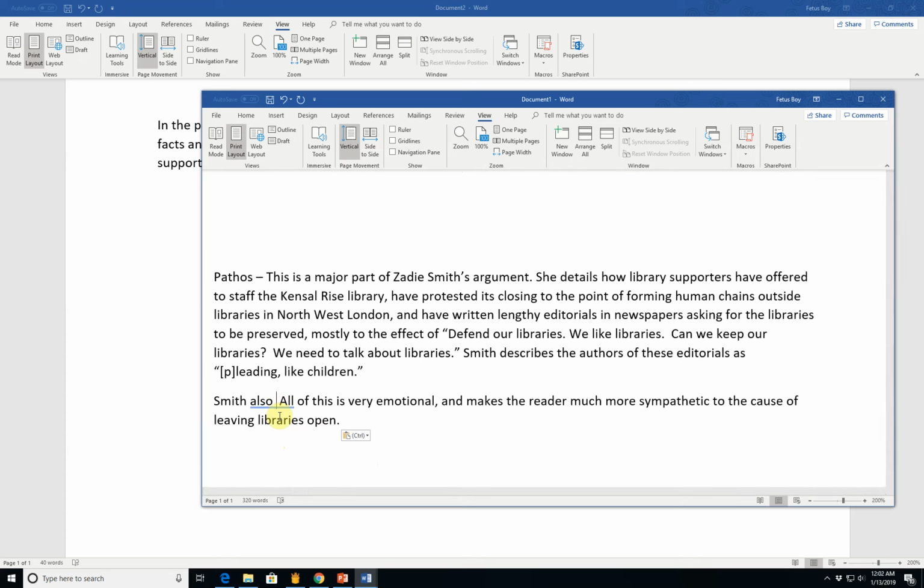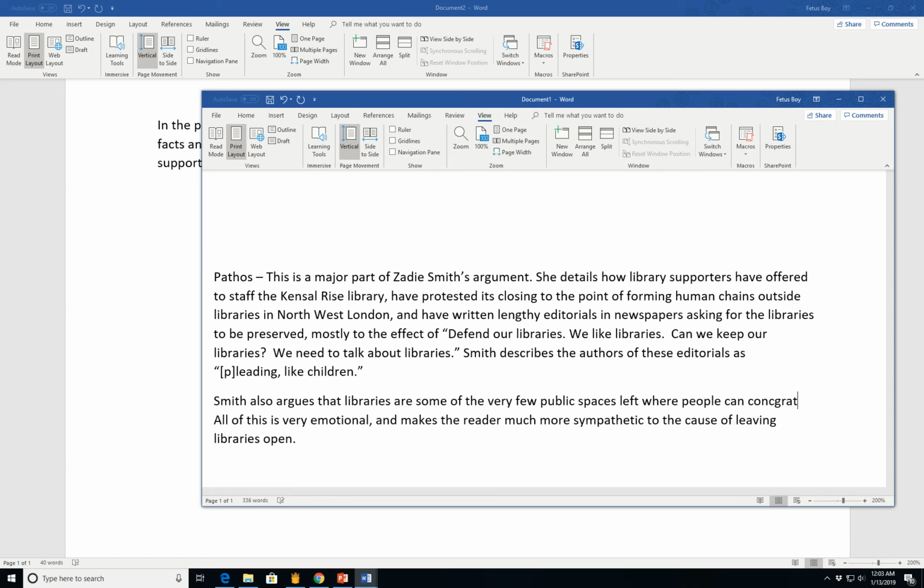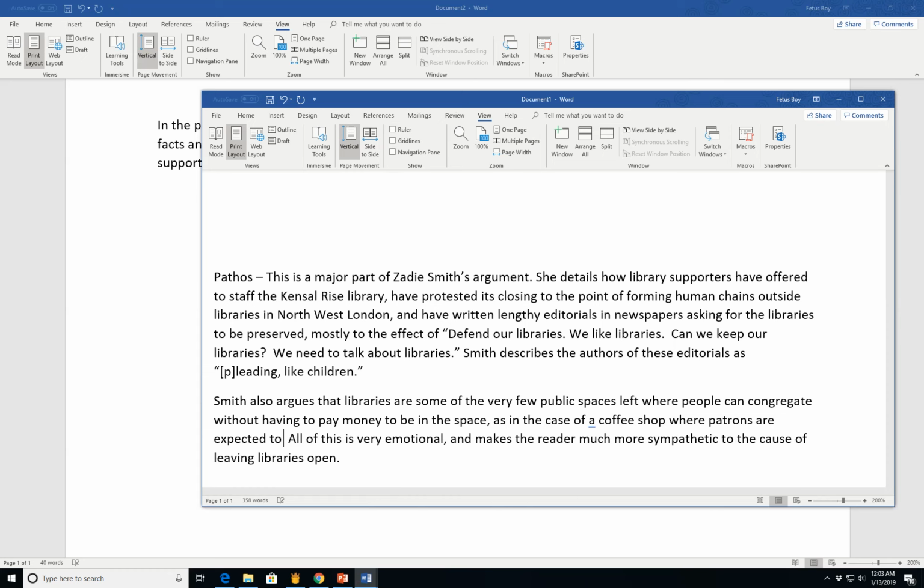Smith also argues that libraries are some of the very few public spaces left where people can congregate without having to pay money to be in the space, as in the case of a coffee shop where patrons are expected to buy coffee or leave. Okay.